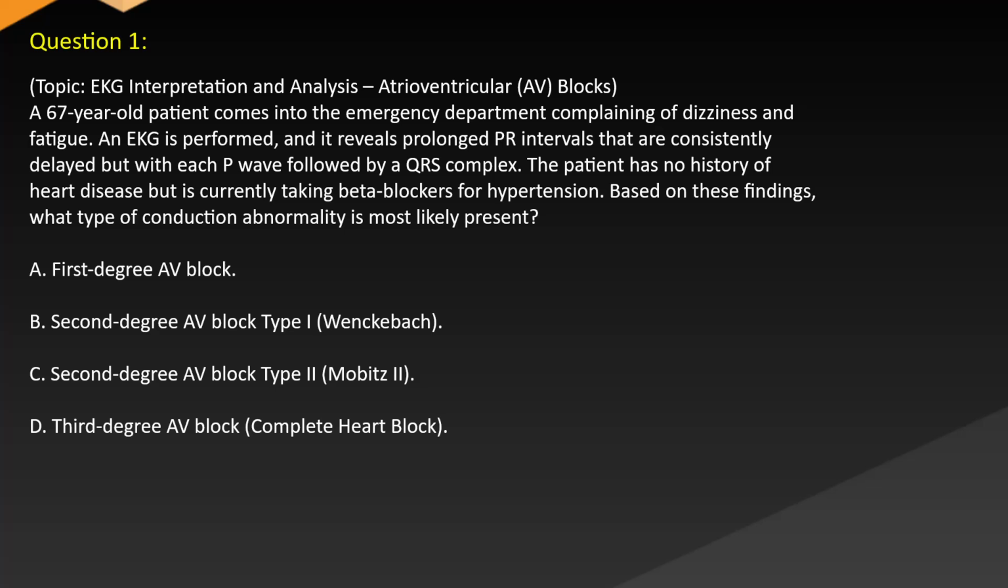An EKG is performed and it reveals prolonged PR intervals that are consistently delayed, but with each P wave followed by a QRS complex. The patient has no history of heart disease but is currently taking beta blockers for hypertension. Based on these findings, what type of conduction abnormality is most likely present?